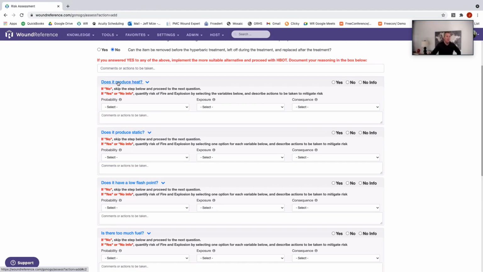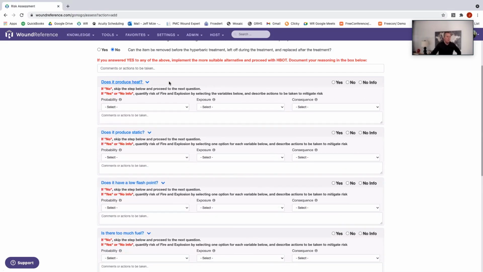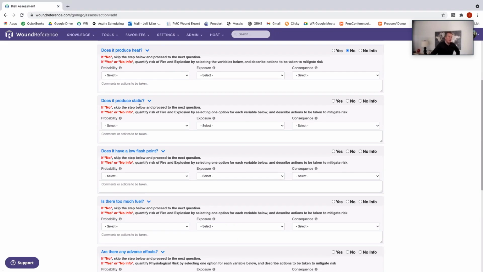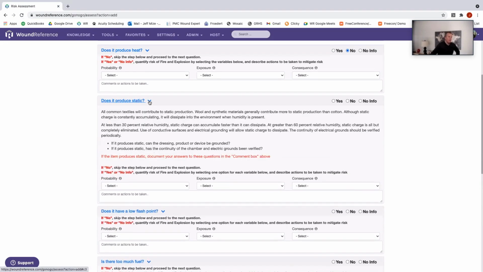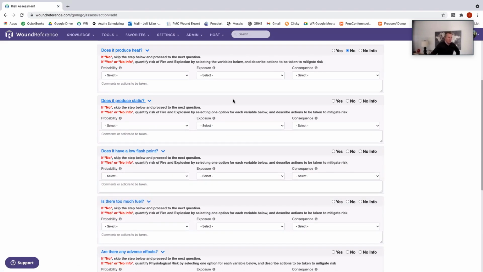Does this particular product produce heat? To get a more detailed definition, click the icon and that definition will drop down. In this case, we know that petroleum jelly, or Zeroform, specifically petroleum jelly, does not produce heat. We were able to get that information from the safety data sheet. Next, we'll go to, does it produce static? Again, for a more detailed definition, click on the icon and the definition will drop down. Again, from the safety data sheet of petroleum jelly, we were able to determine that it does not produce static. So we will click on the no button.